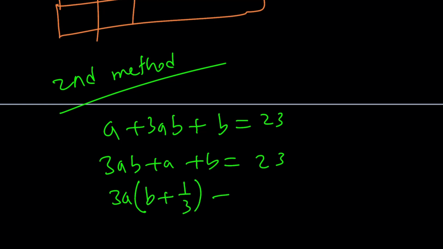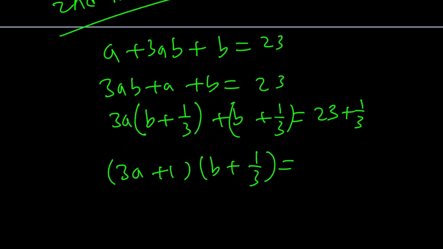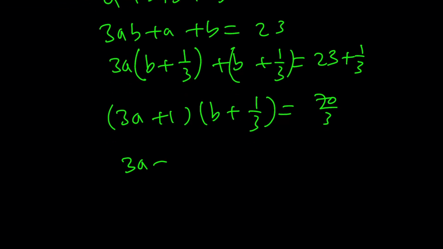So this is going to give me b plus 1/3, and then I get a b, but I should add 1/3. Oh, we're going to have to deal with fractions. Okay, not too bad, because this will be eliminated. So now this is 1 times that, so 3a plus 1, b plus 1/3 is going to be 69/70 over 3. Multiply both sides by 3, and guess what? You're going to get the exact same equation and proceed as before.